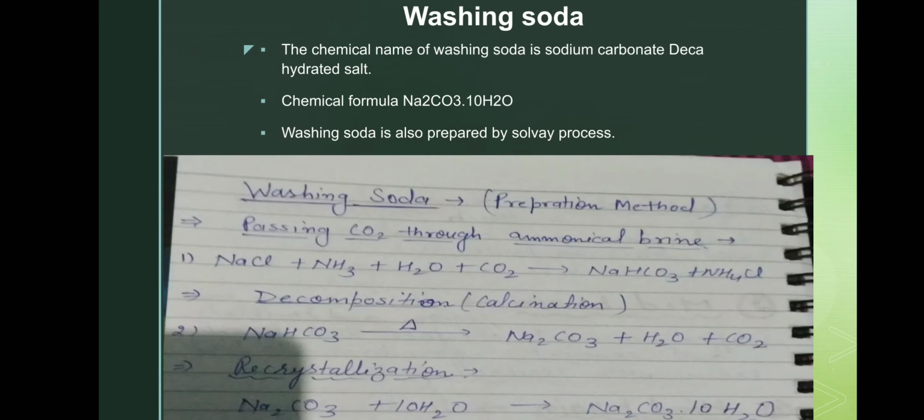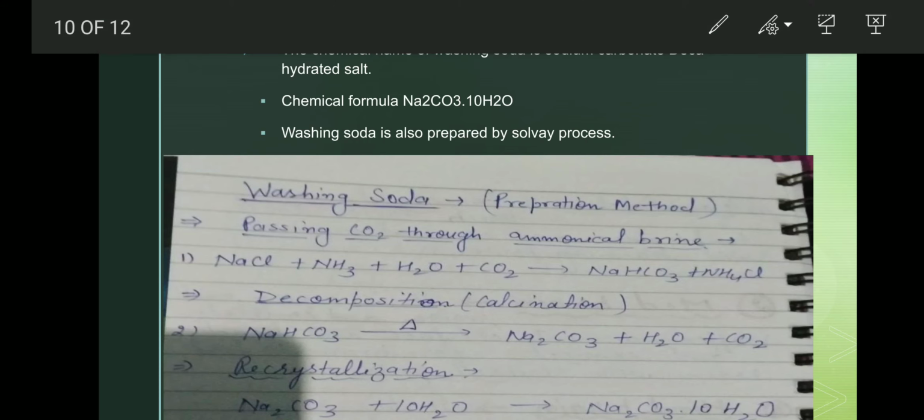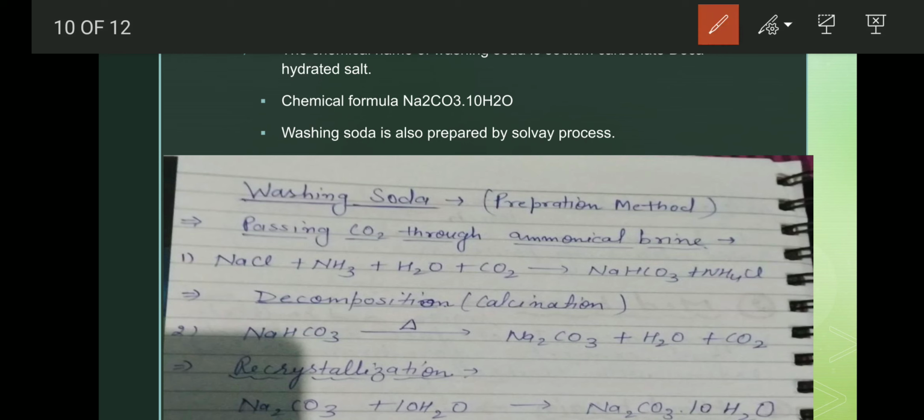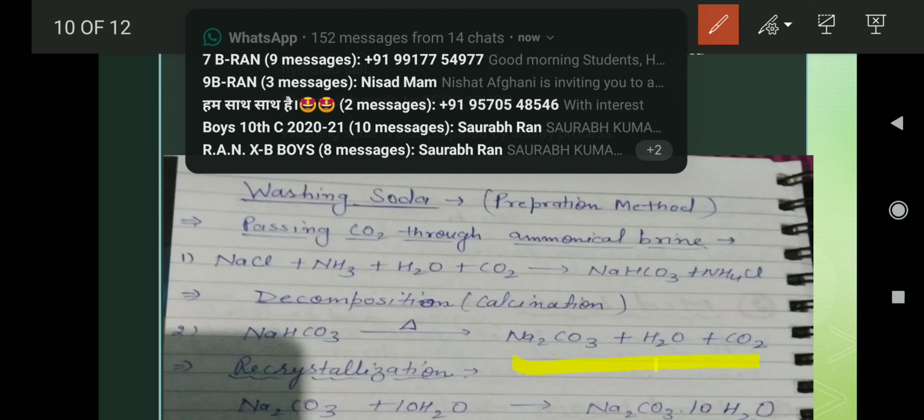Next is washing soda. How we prepare the washing soda is almost the same process, that is the Solvay process. Everything is the same till passing CO2 through ammonical brine, right? This step is the same. After that, the next step is calcination, or you can say strong heating. So in the first step, when baking soda is formed and we heat it, it converts into sodium carbonate, water and CO2, right? In this way we get it.